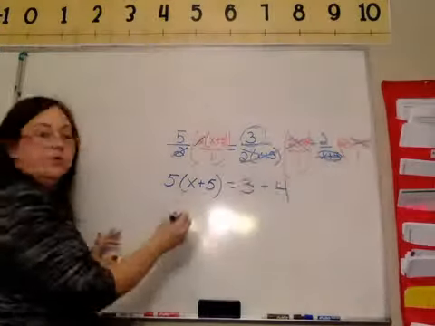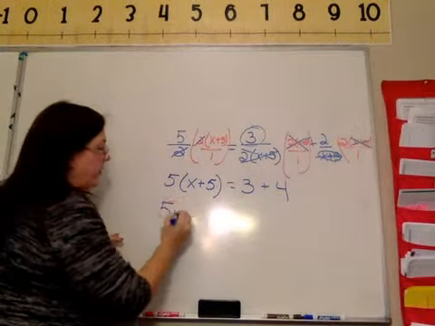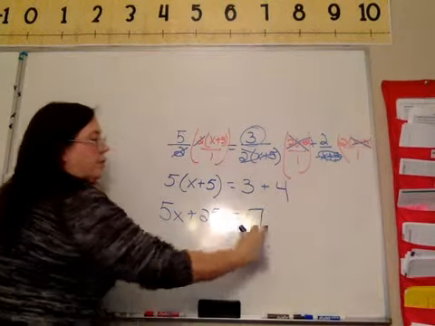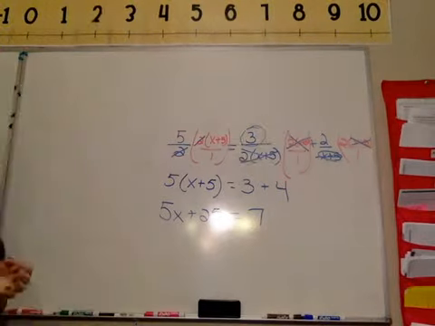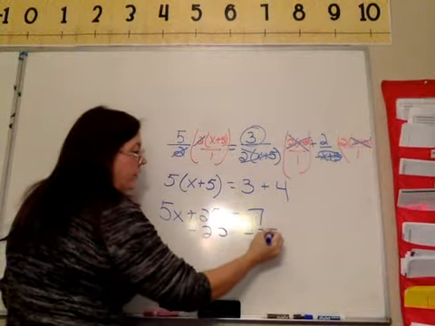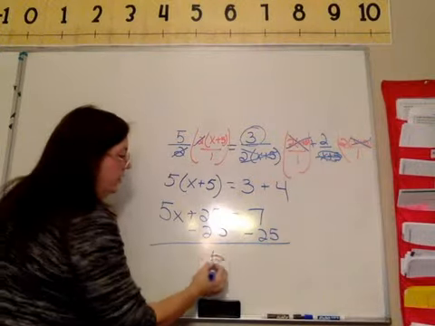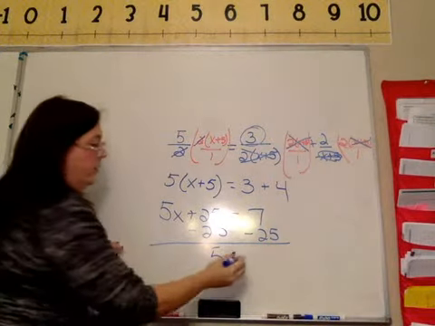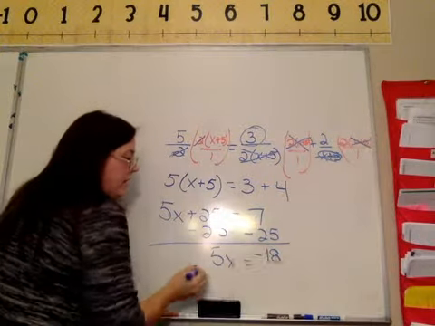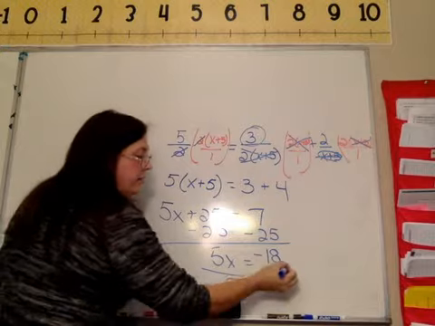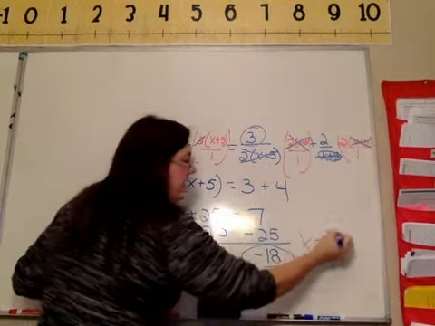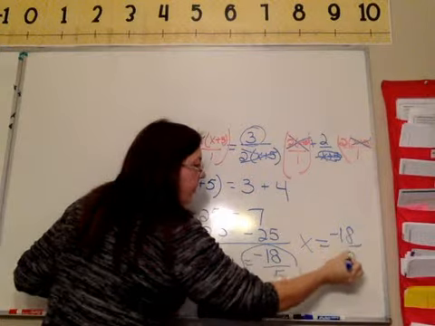We can go ahead and do our distribution here, and go ahead and combine our terms on the other side. And from here, it's just a regular problem that needs to be worked. And when you do that side over there, you get negative 18. Isolate your x. And that is now your new answer. X equals negative 18 over 5.